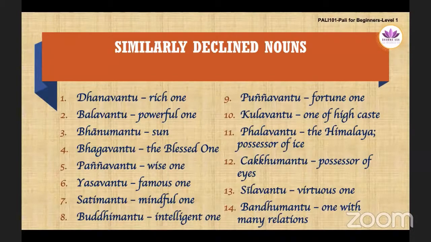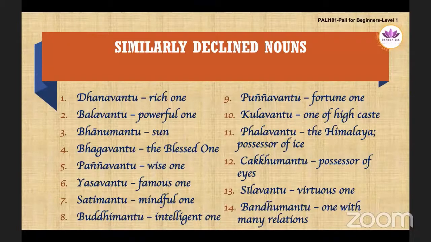Bala is power. Balavantu means powerful one. Bhanu is actually rays or light. So the one who has light is called Bhanumantu, the sun. And over here you can see U, so Bhanu, and I and U. When we have that I and U, we use Mantu. Vantu. Bhagavantu. Bhaga is the fortune.